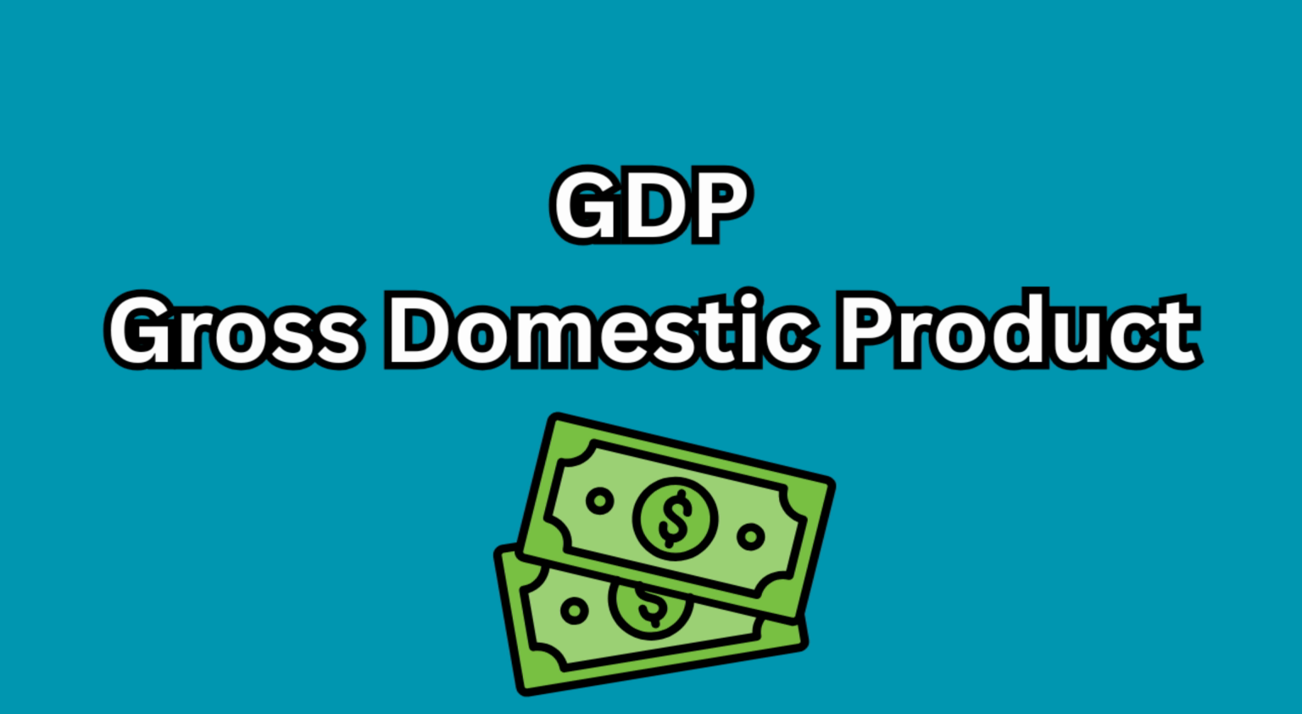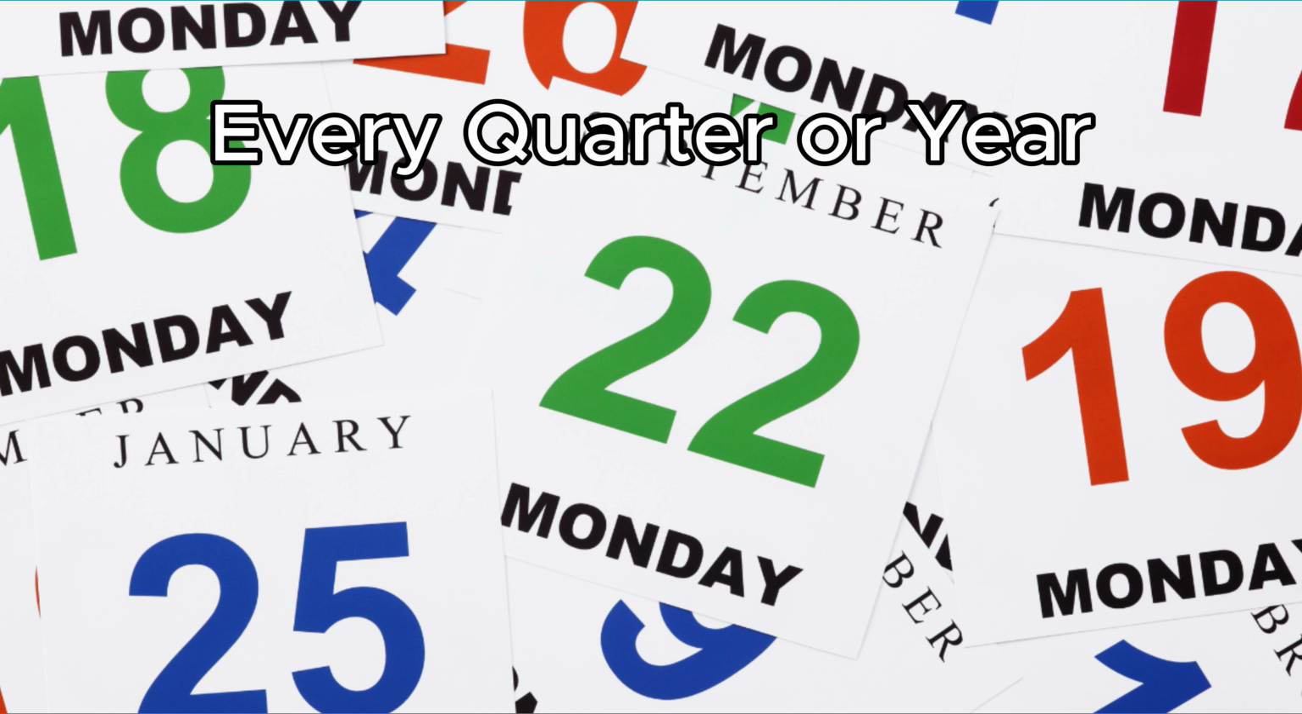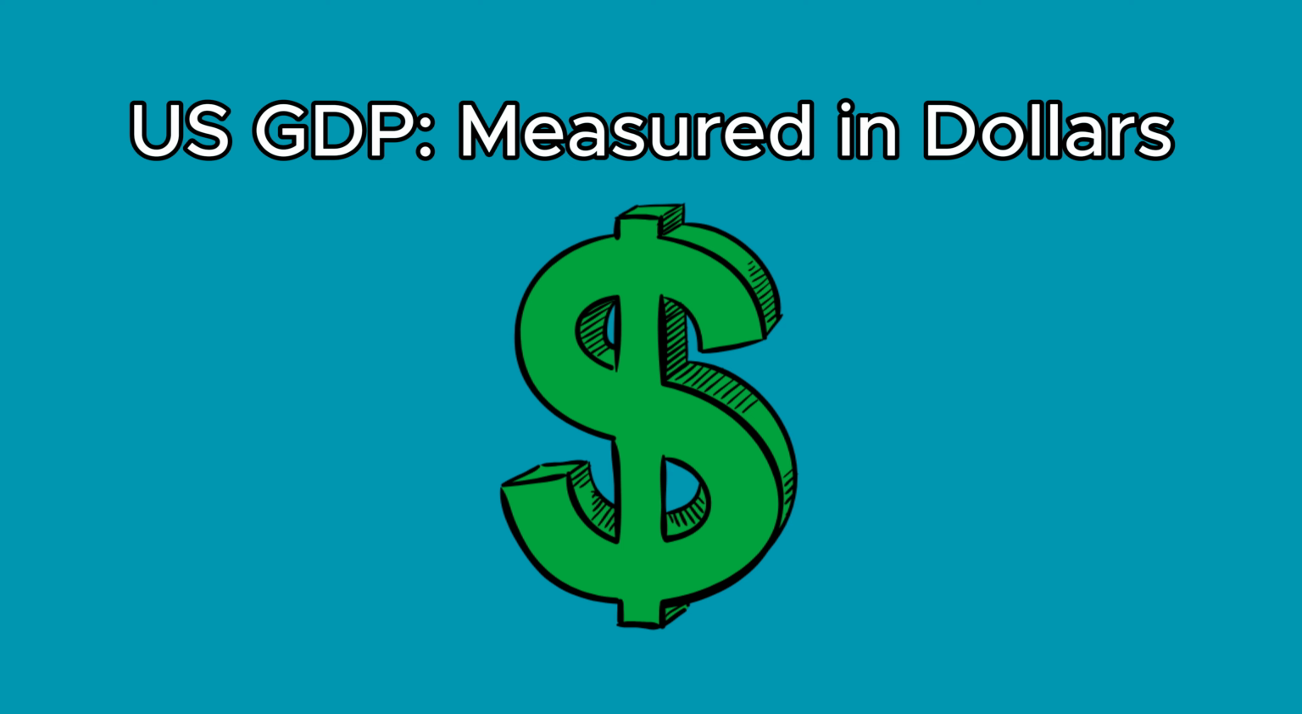Put together, gross domestic product means the total value of all goods and services produced in a country during a specific time period, usually every quarter or every year, and it is expressed in dollars.